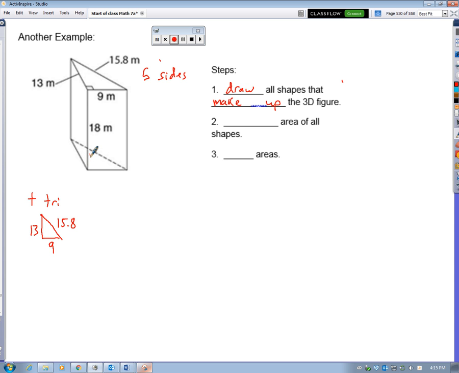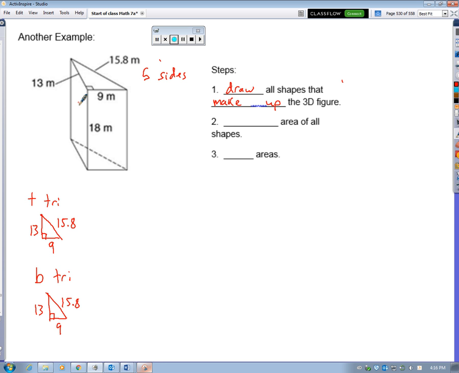Okay, move on to our other triangle. We'll label this B tri for bottom triangle. Notice there's no numbers here on the bottom triangle, so that means that it's going to have the same exact sizes as our top triangle. So we can just draw the same exact triangle that we just did. Let's put our 90-degree angle there. Let's not forget that. That's important for area. 9, 13, 15.8.